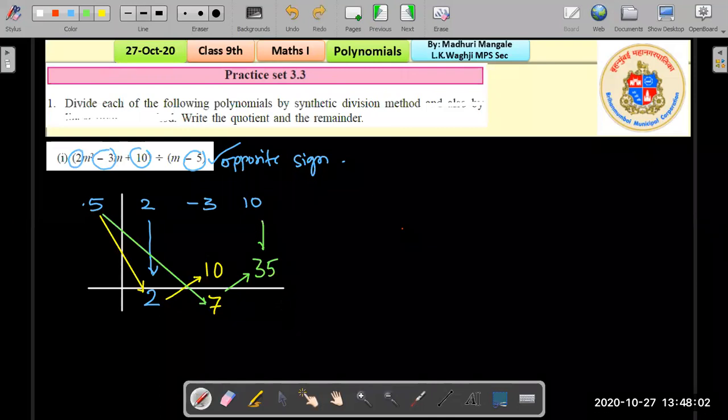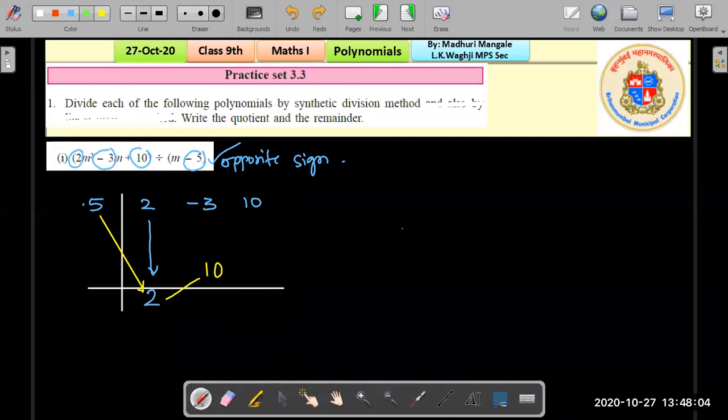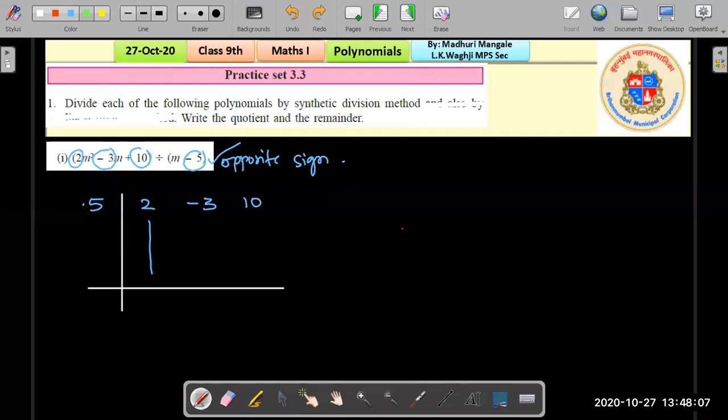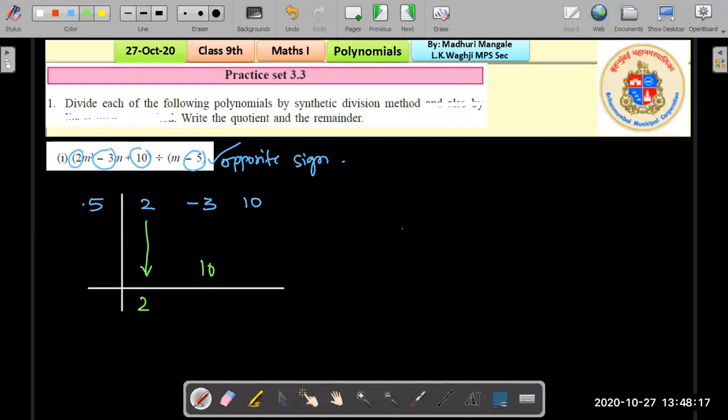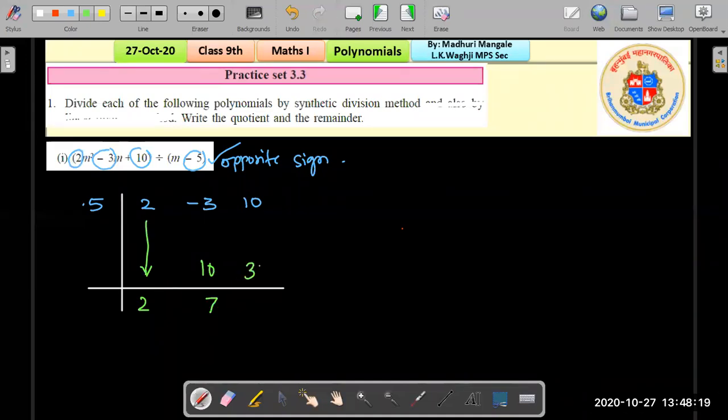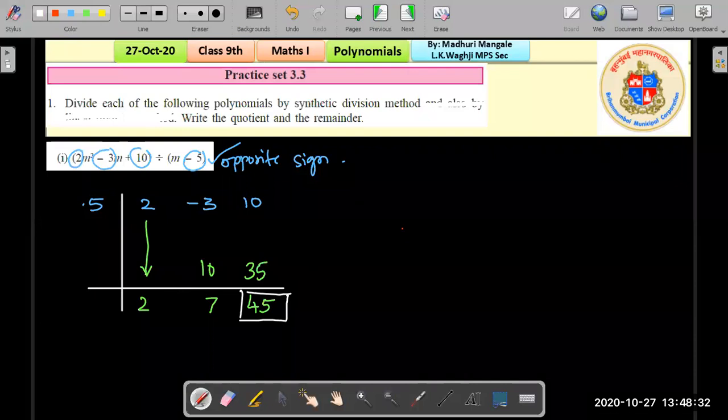Let me just do this complete thing without the arrows now. Okay, the arrows were just for understanding. So first step, we pull down this 2 as it is. We write 2 here. 5 times 2 is 10. 10 minus 3 is 7. 5 times 7 is 35. And then combining the columns, we get 45. So just check, we have got the remainder, right? We have got the remainder, that is 45. So we write it out over here. The remainder is equal to 45.